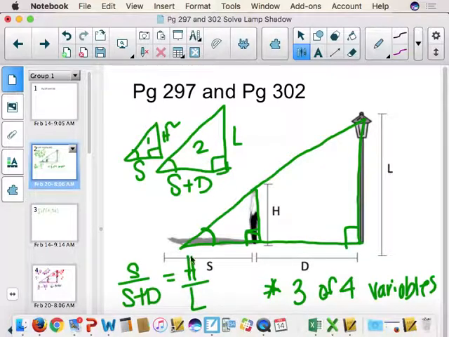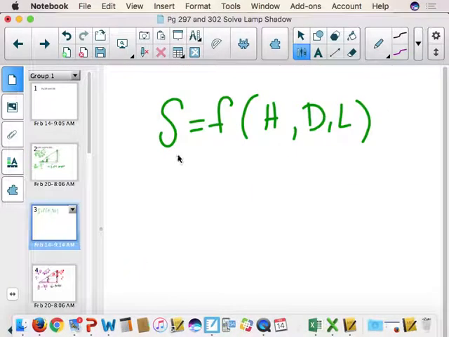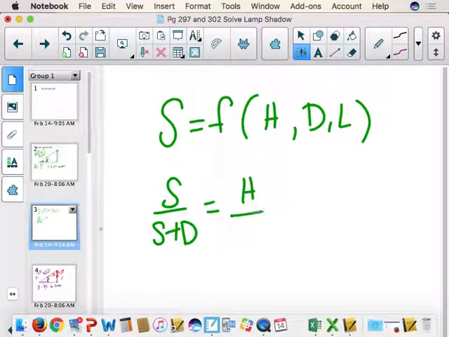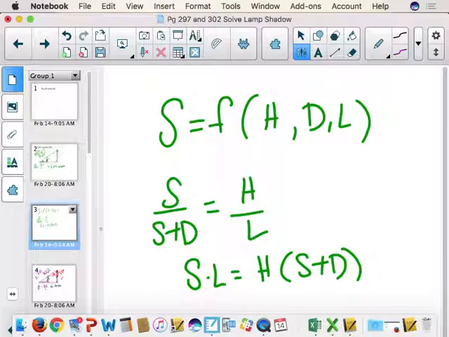So if we set our cross products equal to each other with what we have right now, S over S plus D equals, was it H on top? H over L. We would get S times L equals H times S plus D. Now, those are all variables, but we can algebraically distribute the H, rearrange, and break this apart. It's called a literal equation where it's all variables.